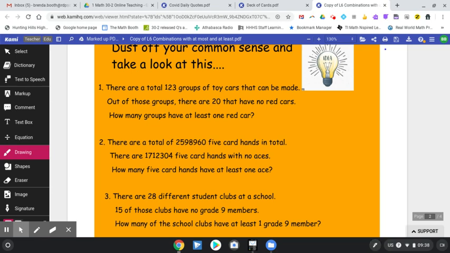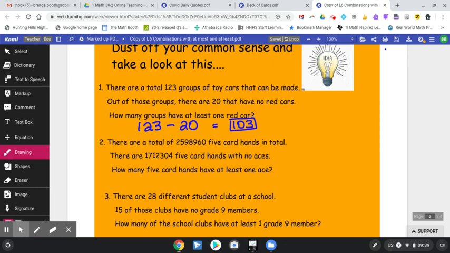There's 123 groups in total. 20 of those groups don't have any red cars in them, but all the other ones must have a red car. In fact, they must have at least one red car, meaning they could have one red car, they could have 2, 3, or 4. But the work here is really easy. All I have to do is take all the possible groups that exist, subtract the groups that don't have any red cars in them, and I see that there'd be 103 groups of cars that would have a red in them.